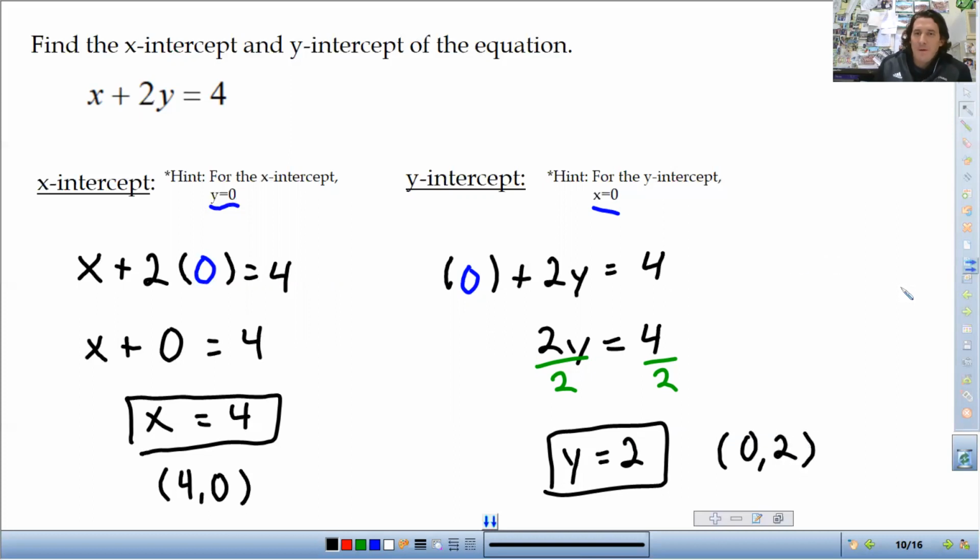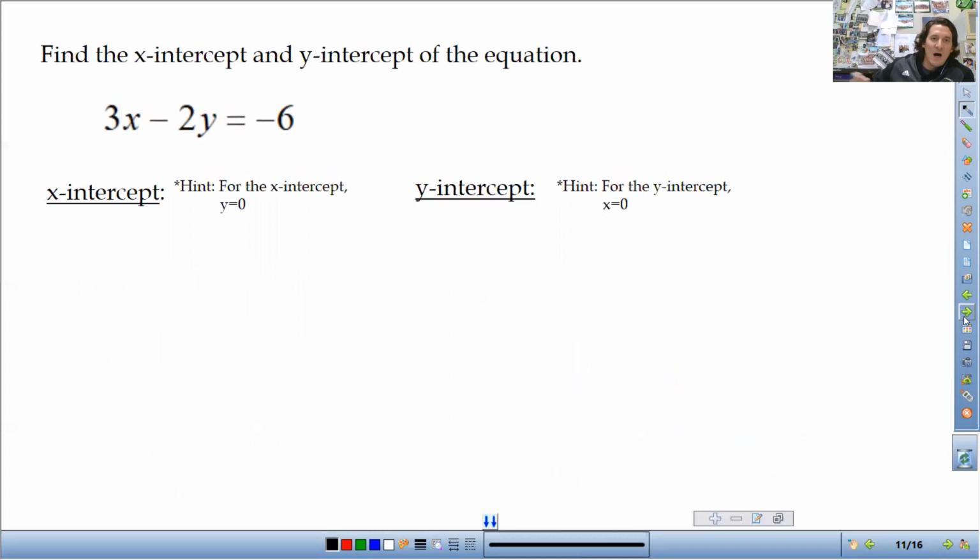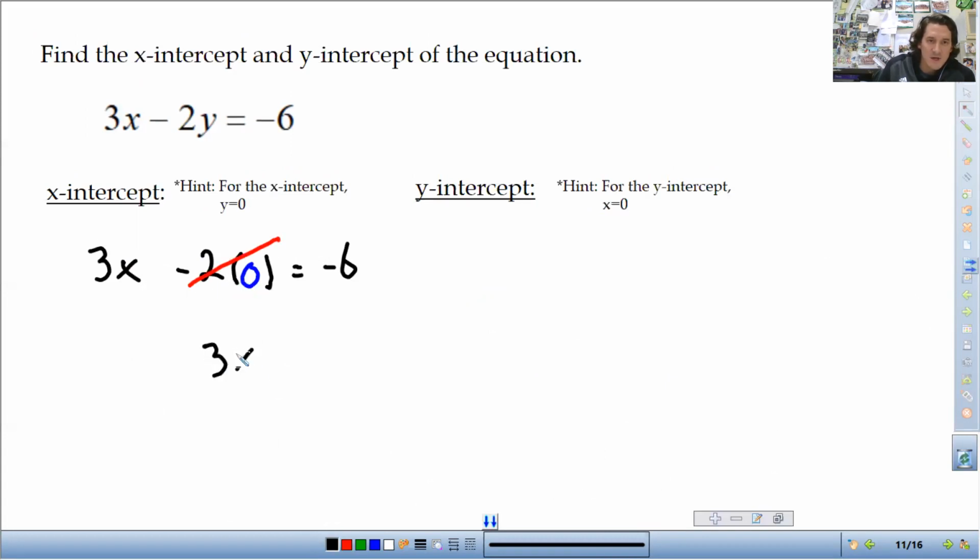All right, let's do another example. All right, 3x minus 2y is equal to -6. So 3x minus 2 times y, and since I'm finding the x-intercept, I'm going to change the y to a 0. All right, this is nice. -2 times y, I'm just going to cross that out because it's 0. So it's just 3x is equal to -6.